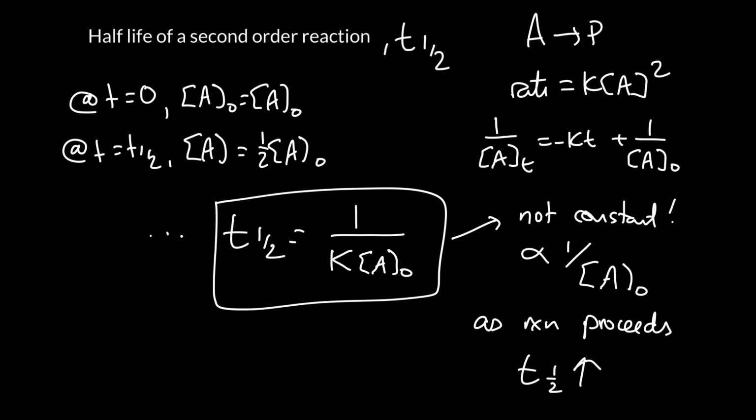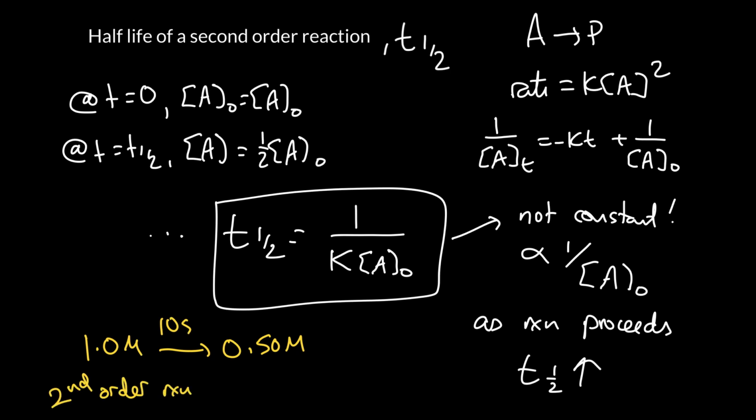So let's go ahead and look at a reaction. Imagine you start off with something that's 1 mole per liter, and it goes down to 1/2 mole per liter. Maybe it takes 10 seconds. If it's a second order reaction, what it would mean is for the next half to go away, it would take 20 seconds. And then for the next half to go away, it would take 40 seconds. And for the next half, it would take 80 seconds. Essentially, it keeps getting longer and longer because it's inversely proportional to the original concentration.